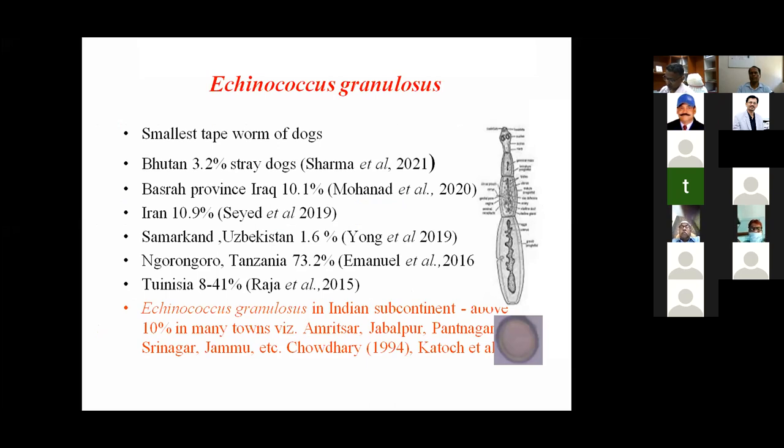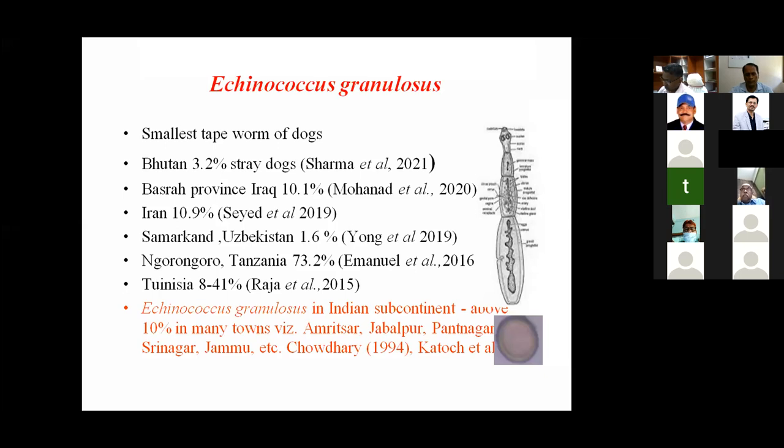Below, there is a taeniid egg I have shown. So this taeniid egg is passed. Under the microscope it is just like a yellow dot, but when you see it in 10x, it will show a cartwheel shape. And if you see its incidence, I have taken a recent review I have done.